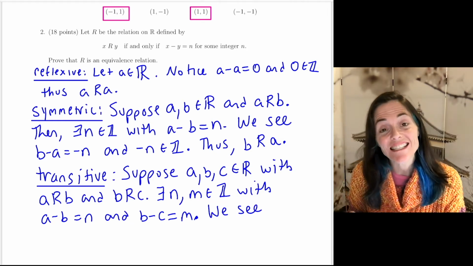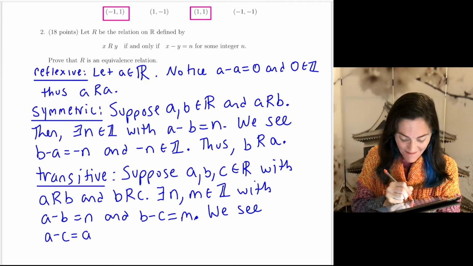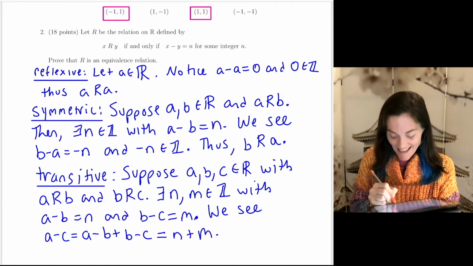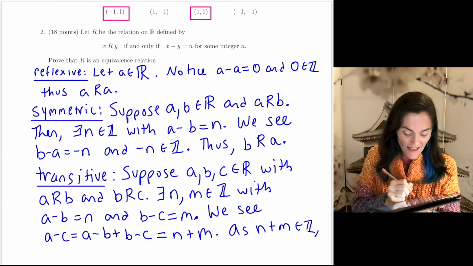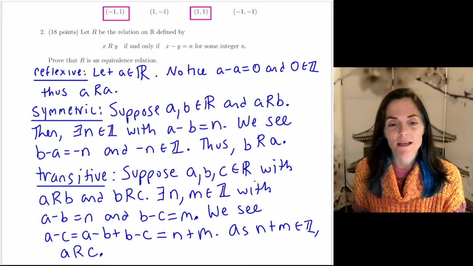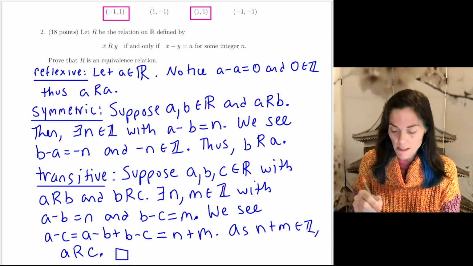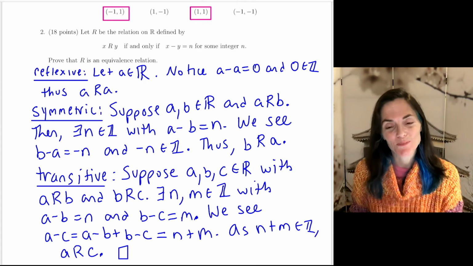Well, what we want to say something about is a minus c, but you notice that a minus c is equal to a minus b plus b minus c. And this is n plus m. And then as n plus m is an integer, a relates to c. And this is the proof. We have proved this relation is reflexive, symmetric, and transitive. And therefore, we have proved we have an equivalence relation. Here is my box ending the proof. And this is the end of number 2.